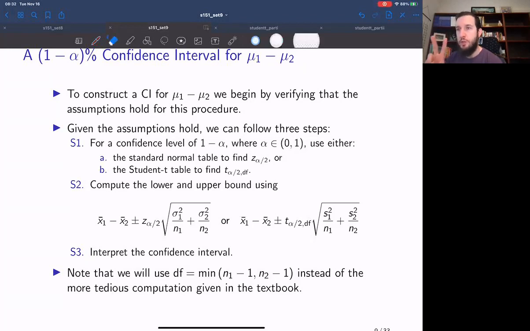In the case that we have two independent populations, which is the first set of material that we're studying, the degree of freedom is now the smaller of N1 minus 1 and N2 minus 1. Okay, so we're just taking the minimum or the smaller value of the two sample sizes and subtracting 1.